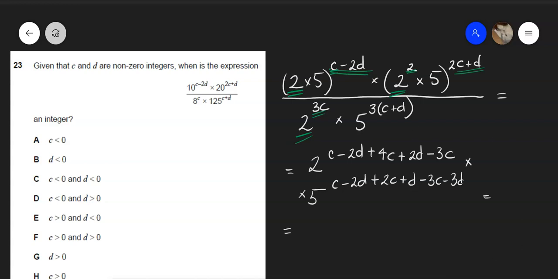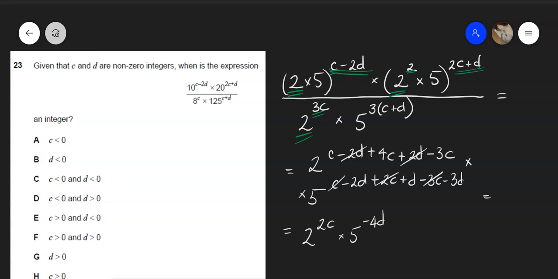For 2, we have c plus 4c, 5c minus 3c, that's 2 to the power 2c, minus 2d, and 2d will be cancelled out. And for 5, we have c plus 2c, which is 3c minus 3c, so that's gone. And minus 2d plus d is minus d, minus 3d is minus 4d.